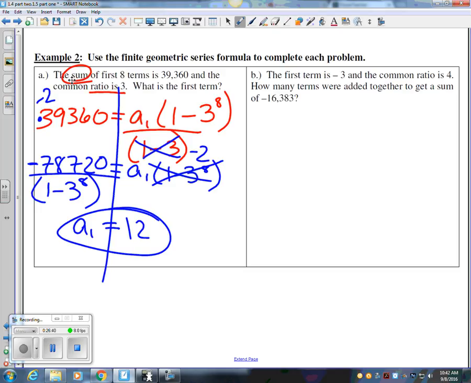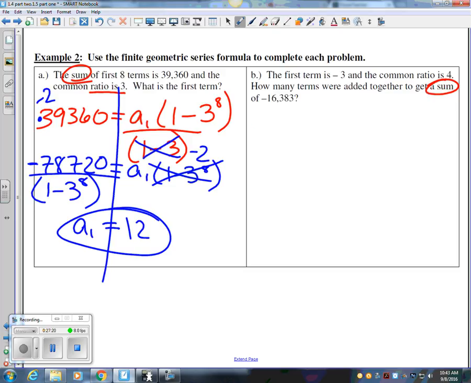All right, last one. The first term is -3. The common ratio is 4. How many terms were added together to get a sum of -16,383? Hope, what word should I circle? Sum? Is there a mistake? This gives you a negative, just this part, and so a negative by a negative ends up a positive. Paige, which formula, red or brown? Brown. Olivia, do I know the sum?